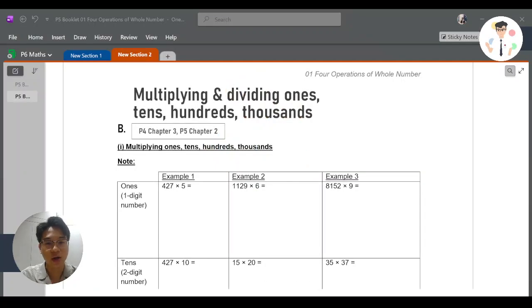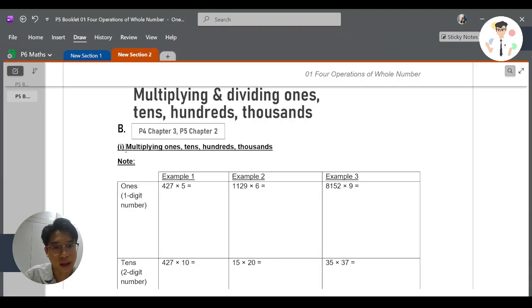Welcome back to digital class, and now we are looking at the second part of this booklet, which is about multiplying and dividing ones, tens, hundreds, and thousands. In this video we only focus on multiplying.